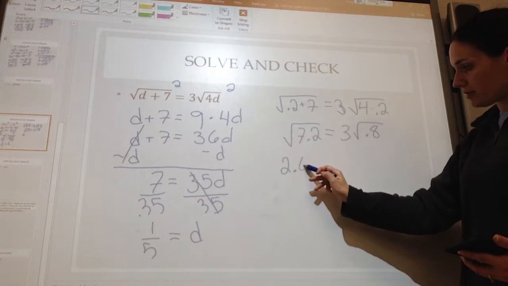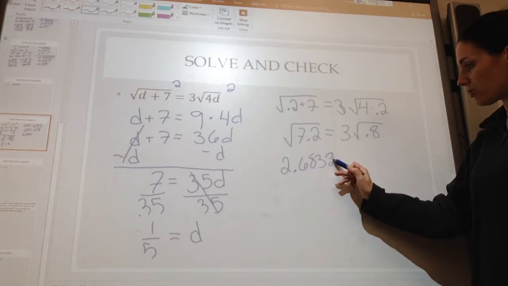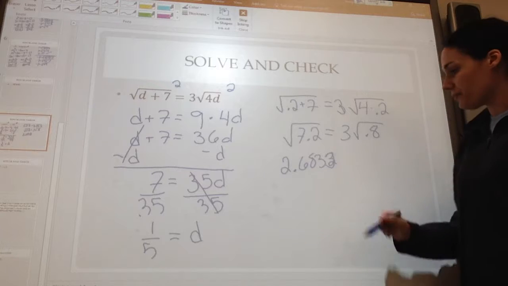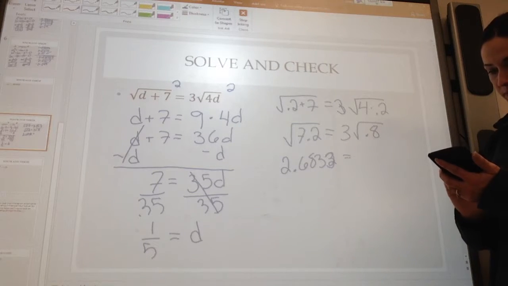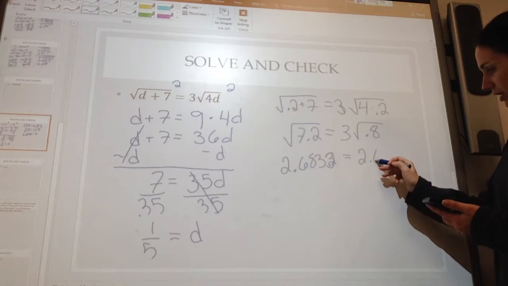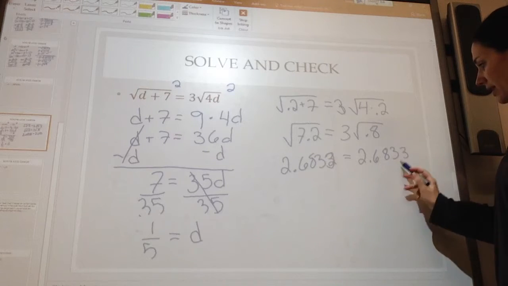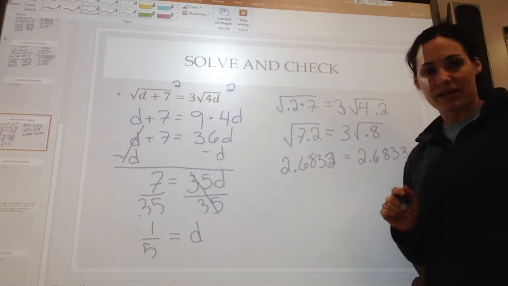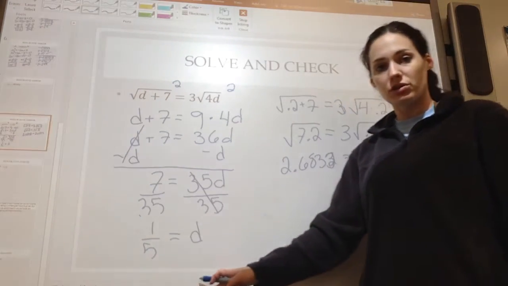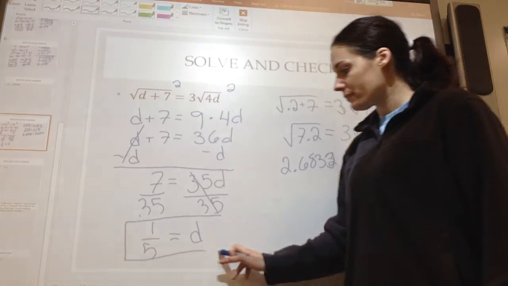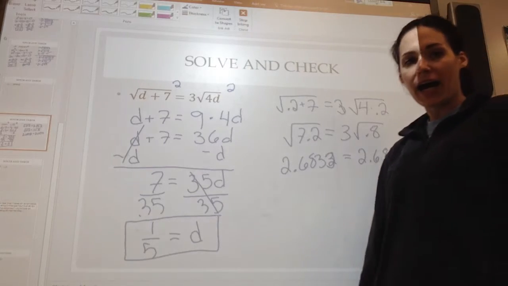So 2.6832. Let's say that should actually be a 3 because it would round up. There's an 8 next. Equals, and then I'm going to do 3 times square root of 0.8. And that is 2.6832, but then it's an 8, so it's going to round up as well. These are identical. They turned out to be the same exact thing. Since their decimals are the same, that means this isn't just an apparent solution, it's actually a solution. So I can circle 1/5 or 0.2 as my answer. Ta-da!